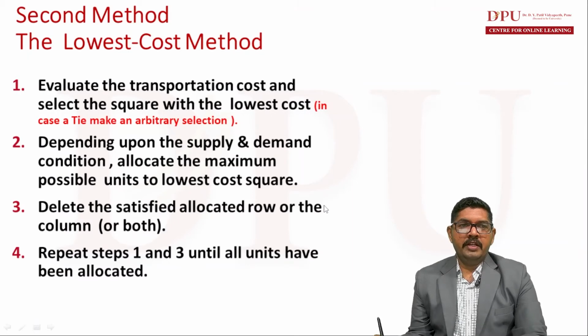Then the second method is the least cost method. In this method, instead of the northwest corner, we use the cell with the least unit cost of transportation. So what is the procedure? Evaluate the transportation cost and select the square with the lowest cost. Depending upon the supply and demand condition, allocate the maximum possible quantity. Delete the satisfied row or column, and repeat the procedure until all units have been allocated.